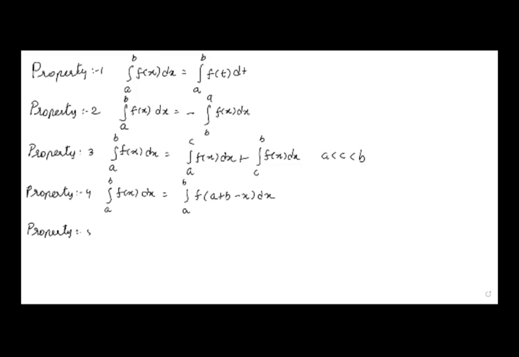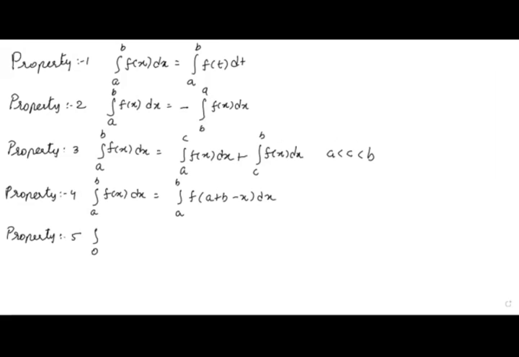Property 5: integration 0 to a f of x dx can be written as 0 to a f of a minus x dx. This property 5 is derived from property 4 only. If I take the value of a as 0 and b as a in property 4, then I will get my property 5.